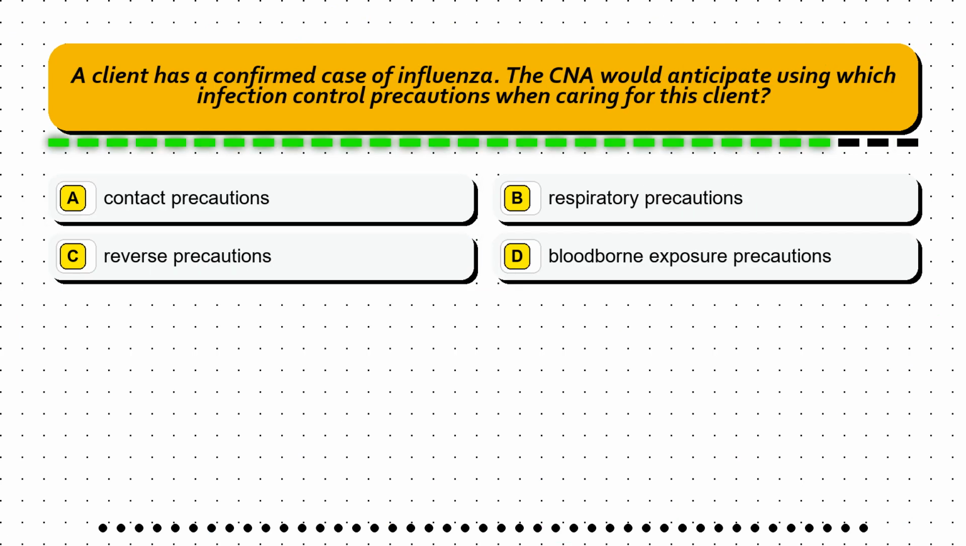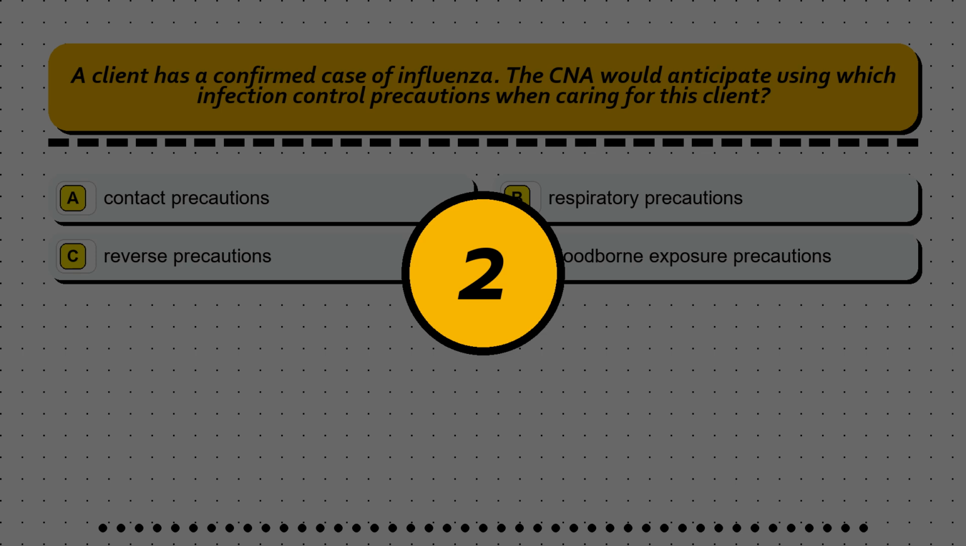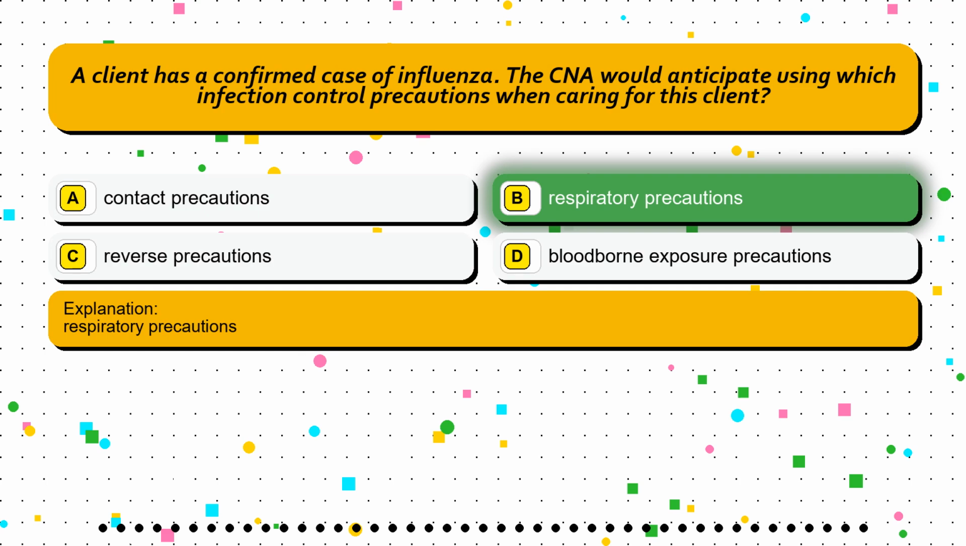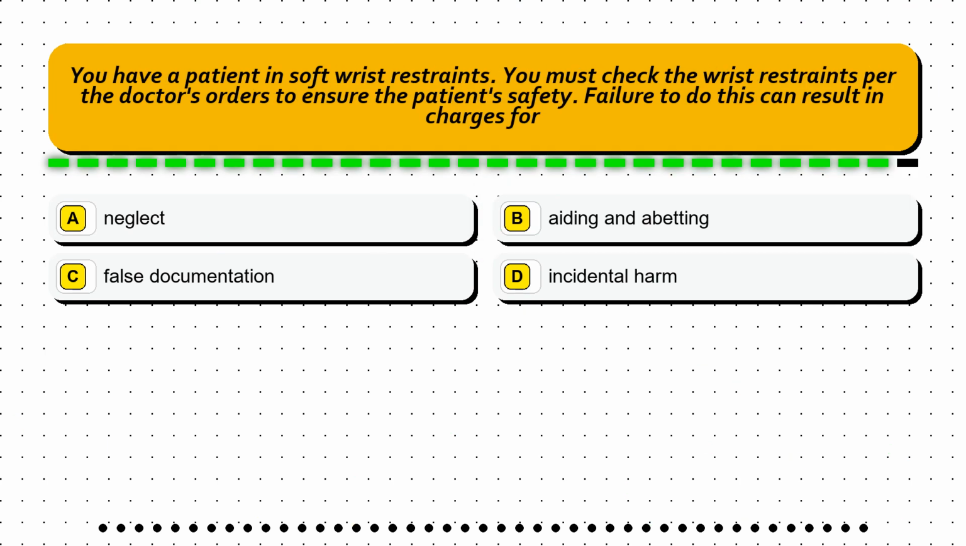Question 37. A client has a confirmed case of influenza. The CNA would anticipate using which infection control precautions when caring for this client? Option A, contact precautions. Option B, respiratory precautions. Option C, reverse precautions. Option D, bloodborne exposure precautions. The correct answer is option B, respiratory precautions.